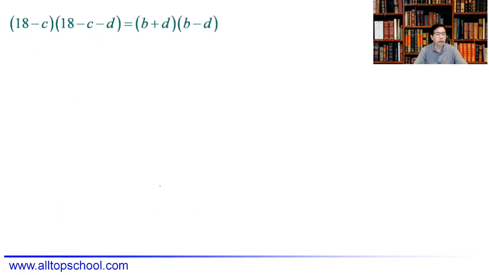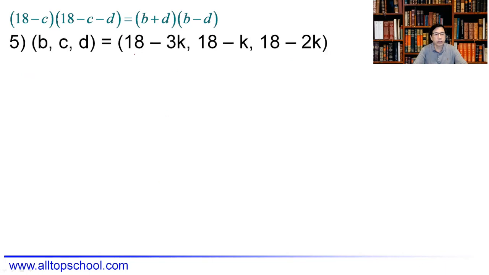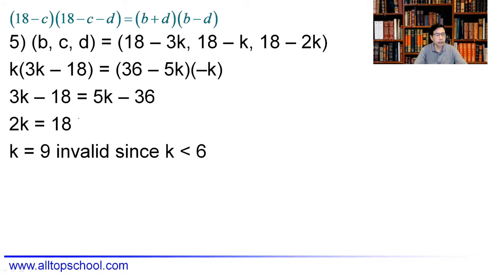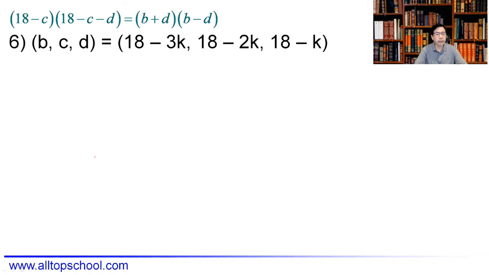So we're going to do the 5th case. The first one is 18 minus 3k, and the other 2 are going to be 18 minus k and 18 minus 2k. We follow the same process of plugging into this equation, and we solve for the value of k, but this time it's still not valid because we get k equal to 9. The value for k has to be in the range of 0 and 6, including 0. So these are too large. So case 5, invalid.